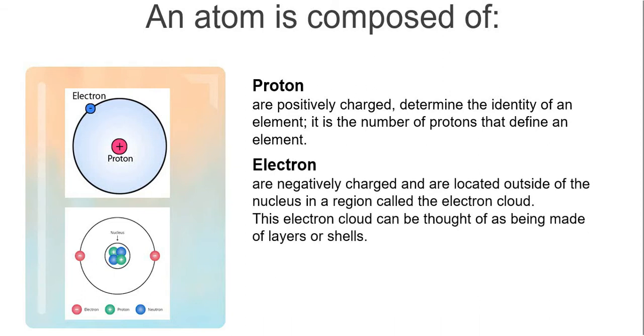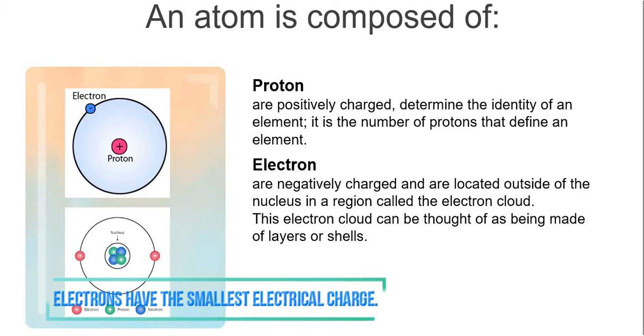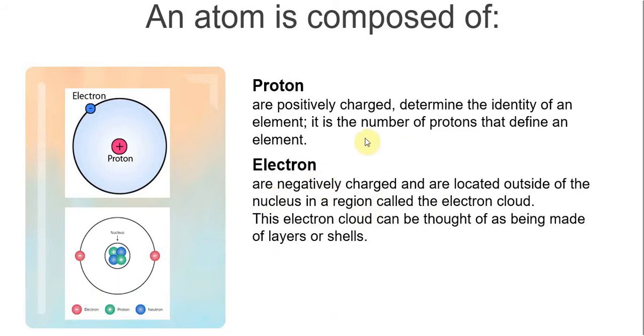Electrons are negatively charged and are located outside the nucleus in a region called the electron cloud. This electron cloud can be thought of as being made of layers or shells. Sa loob ng isang atom, there is this proton and there is this electron, and inside the atom there is an invisible ring, as what I call it, an invisible ring which holds a certain number of electrons.